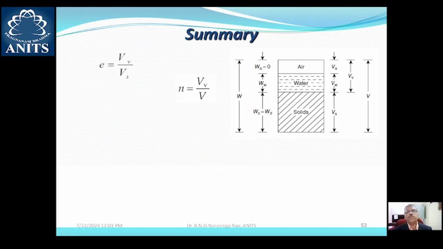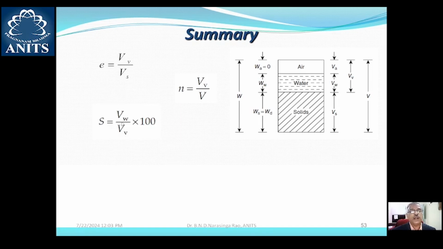Now summarizing the physical properties in terms of the ratio of volumes, you have void ratio and porosity whose numerator is the same, volume of voids, whose denominators are Vs and V. For void ratio, the denominator is volume of solids; for porosity, the denominator is total volume. The volume of voids expressed in terms of the volume of solids is void ratio. In terms of total volume, it is porosity.